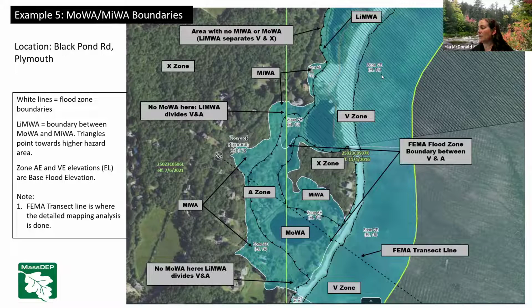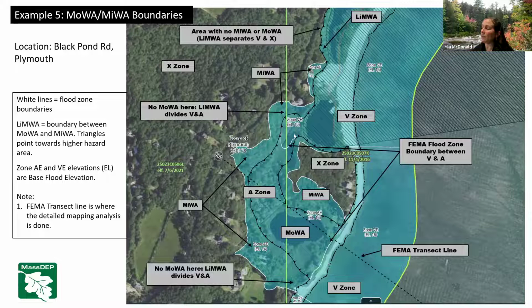In this case, we have our V zone out here towards the ocean, and the V zone is creeping in here. You can see these white lines, these flood zone boundaries. And so the V is all the way into here with a VE elevation 15. And this boundary here is separating the V and the A. Down to the south, we can see this flood zone boundary separating the VE from the A zone down here.